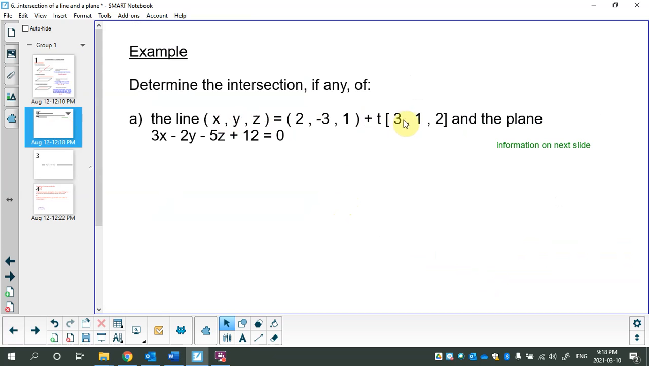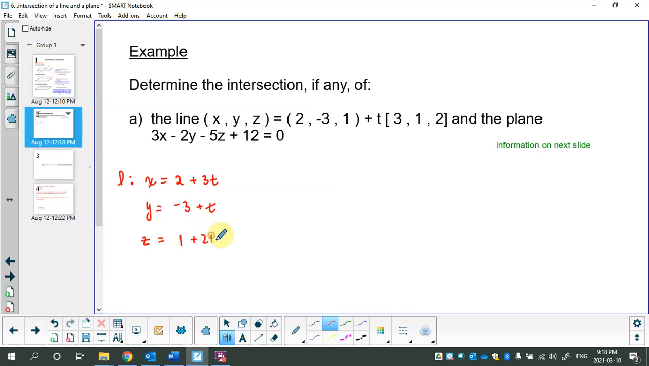The first step is taking this vector equation and turning it into its three parametric equations. I'm going to do this in red. So this is the line. x is equal to 2 plus 3t. y is equal to negative 3 plus 1t. And z is equal to 1 plus 2t.